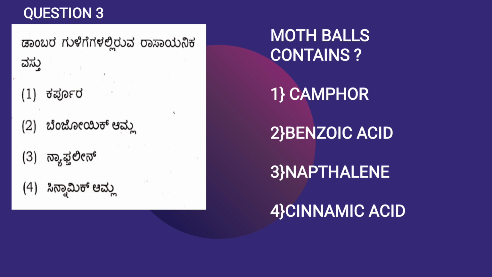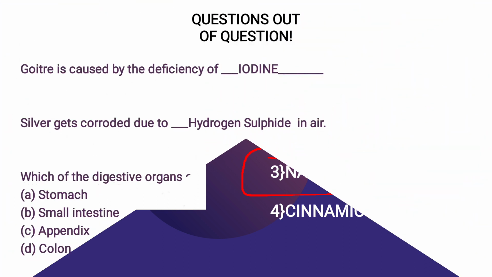The next question is, mothballs contain camphor, benzoic acid, naphthalene, cinnamic acid. I think this question is repeated from the previous slide. Here the answer is naphthalene, and for this detailed discussion has been made in the first video. If you haven't watched that video, do watch, because we have explained camphor is used for which industry and what are its uses. Benzoic acid is used for which of the industries as well as its uses. It is one of the useful videos for the examinations. Let's move on to the next question.